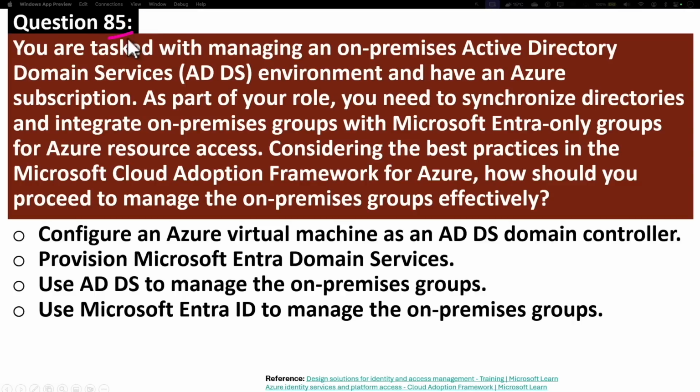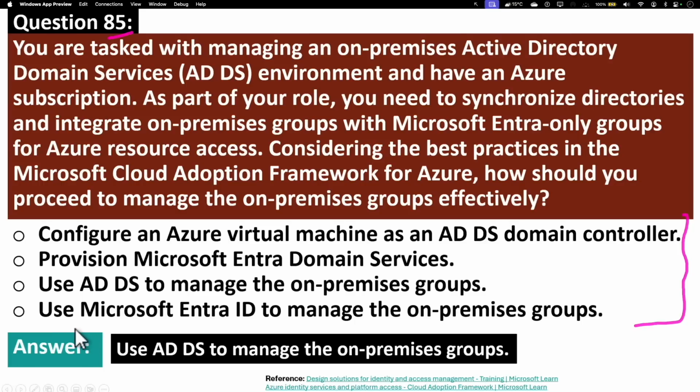Let's look at question number 85. You are tasked with managing an on-premises Active Directory Domain Services environment and have an Azure subscription. As part of your role, you need to synchronize directories and integrate an on-premises group with a Microsoft Entra-only group for Azure resource access. Consider the best practices in the Microsoft Cloud Adoption Framework for Azure. How should you proceed to manage the on-premises group effectively? Let's look at the options available.